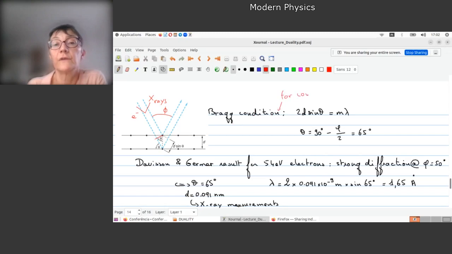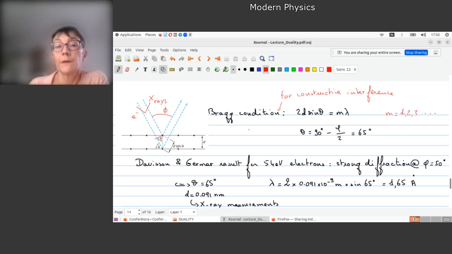So the Bragg condition for constructive interference, obviously, is that the path difference between the two rays, which is 2 d sine theta, is an integer number of wavelengths, m equal 1, 2, 3, etc.